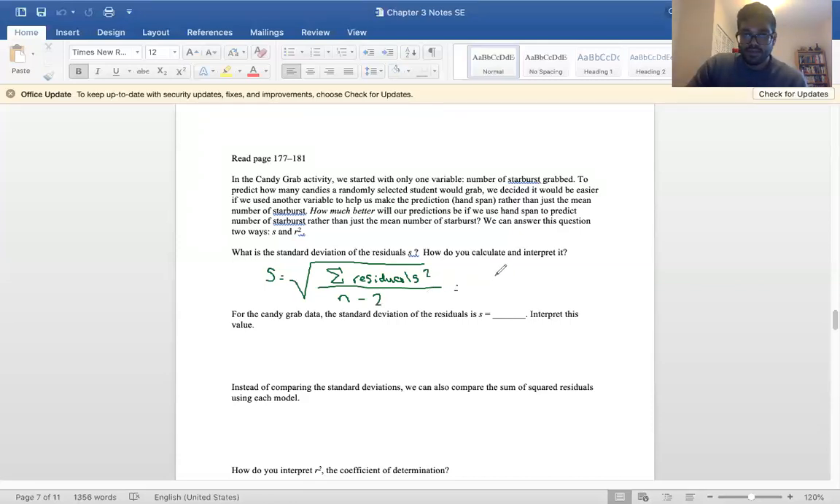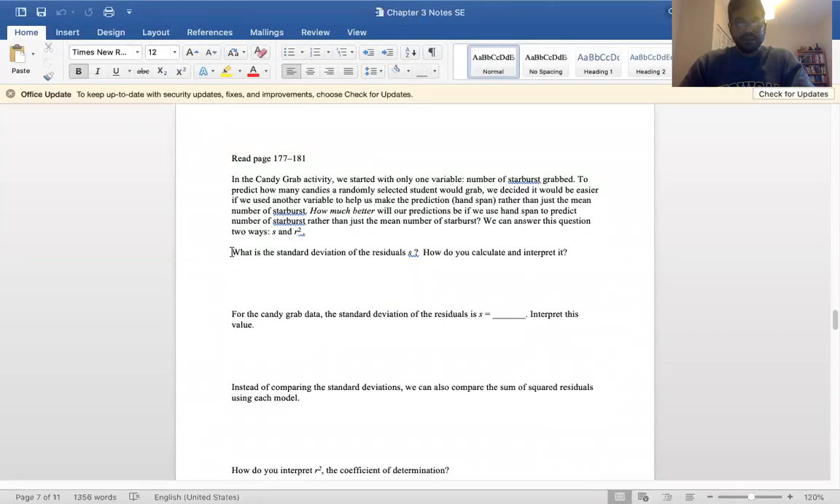And this is the same thing as the square root of, to calculate a residual, you have your observed value minus your predicted value. So you have y_i, the individual y value, minus the predicted y value, squared, over n minus 2. Okay. Those are the equations. And now what does that mean? We're not going to normally calculate that by hand, but what does that mean?